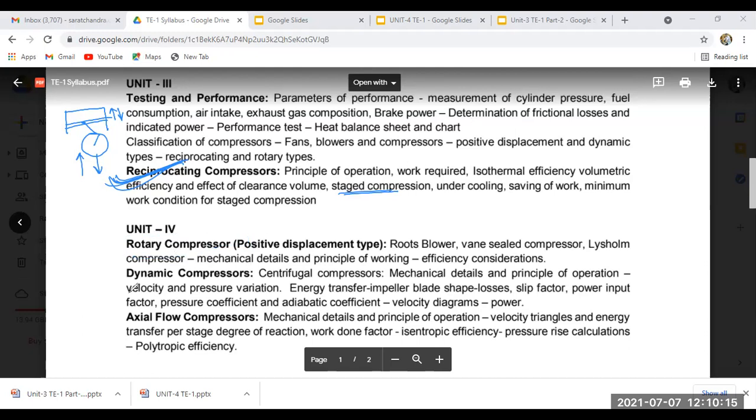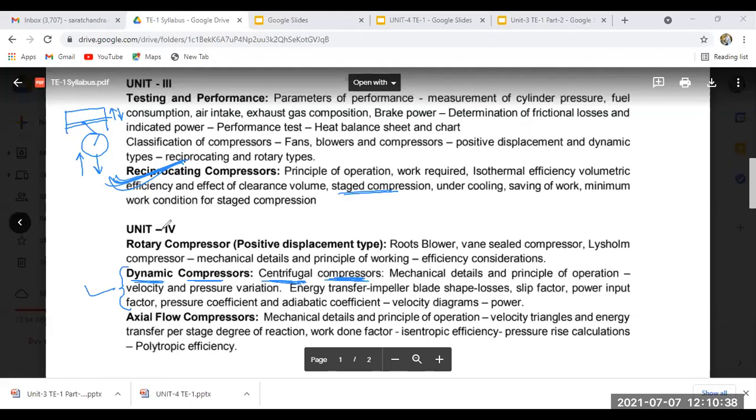So first we will start with the middle part. We will complete this part first. What is that one? That is the dynamic compressor, also called the centrifugal compressor. Centrifugal compressor or dynamic compressor. We will start from here.